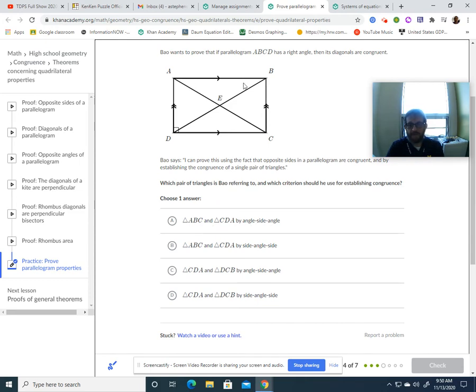So ABC is this triangle right here. It is congruent to CDA. CDA is over here.